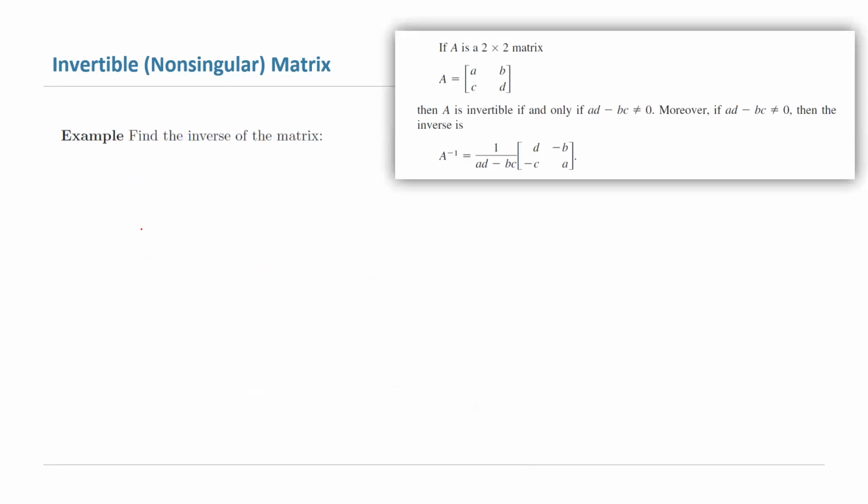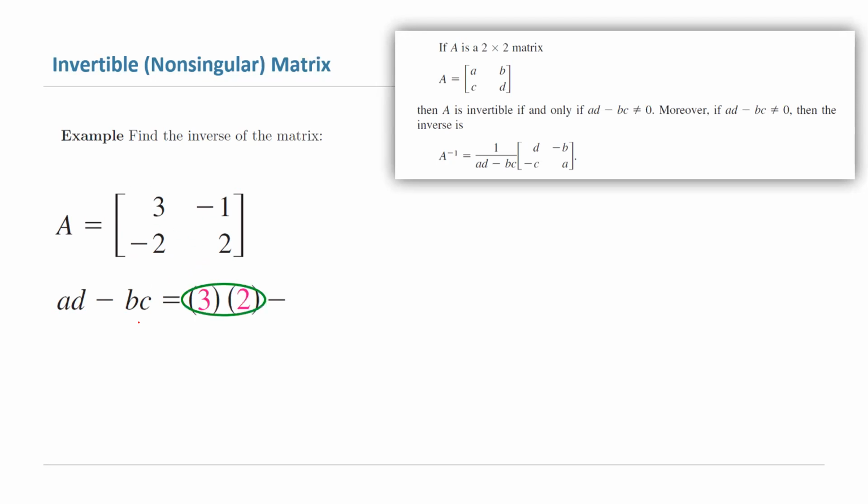Let's take a look at one example here. Find the inverse of the following matrix: 3, -1, -2, and 2. Following the steps, first we need to find AD minus BC. AD is 3 times 2, which is the multiplication of entries on the main diagonal, minus BC, which is -1 times -2, the multiplication of entries that are not on the main diagonal.